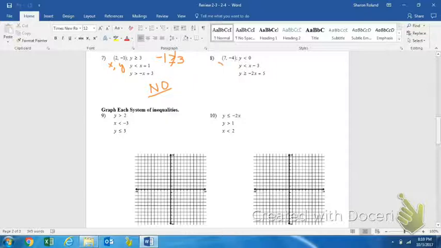Now I'm going to change colors. X is 7 and y is -4. And we have to plug it in until we get a no or until they're all yes. So the first one is -4 is less than 0. That is true. So this one is true.